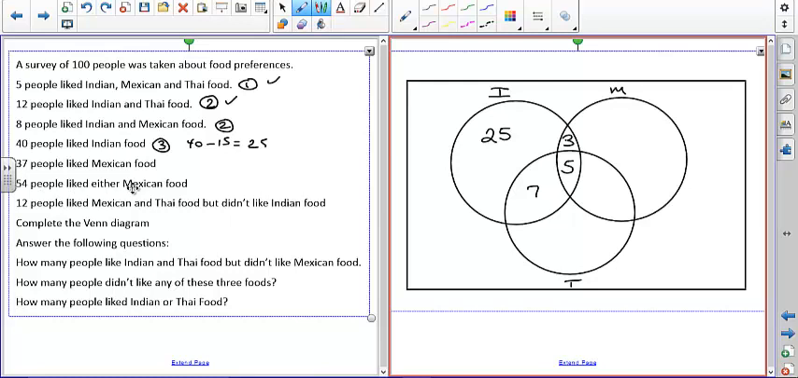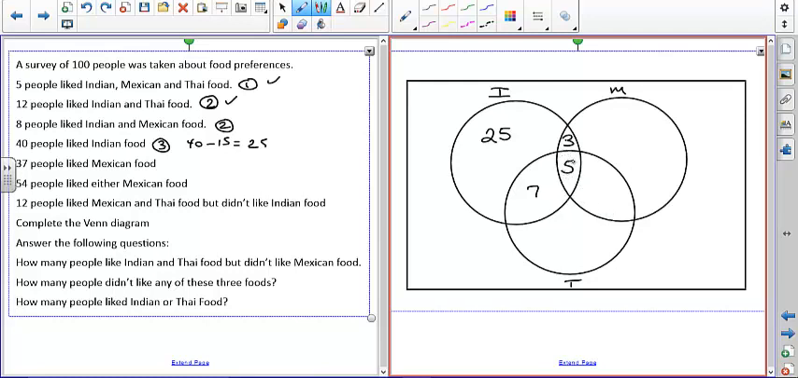This is an or. Now this one we can actually do directly on the graph. 12 people liked Mexican and Thai, so that's the football here, but didn't like Indian food, so we'd erase that.